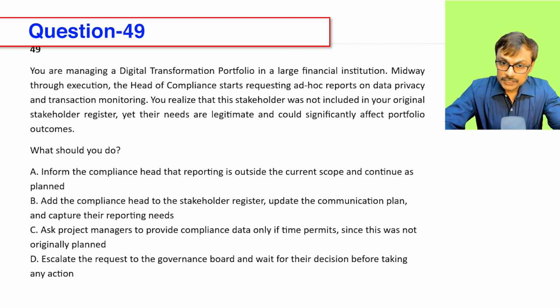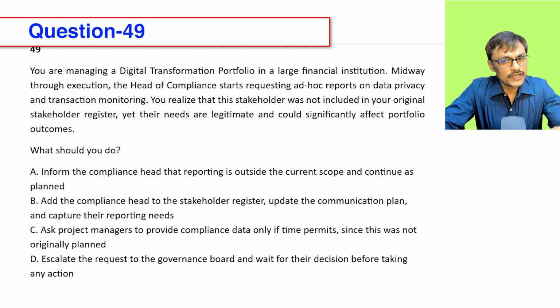You are managing a digital transformation portfolio in a large financial institution. Midway through the execution, the head of compliance starts requesting ad hoc reports on data privacy and transaction monitoring. You realize that this stakeholder was not included in your original stakeholder register. Yet these needs are legitimate and would significantly affect portfolio outcomes. What should you do?